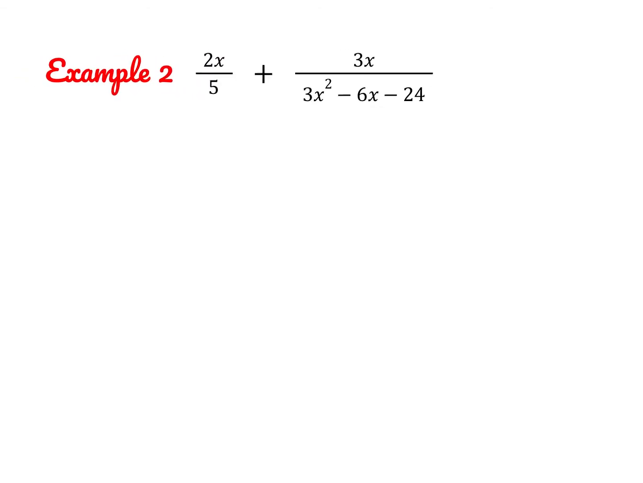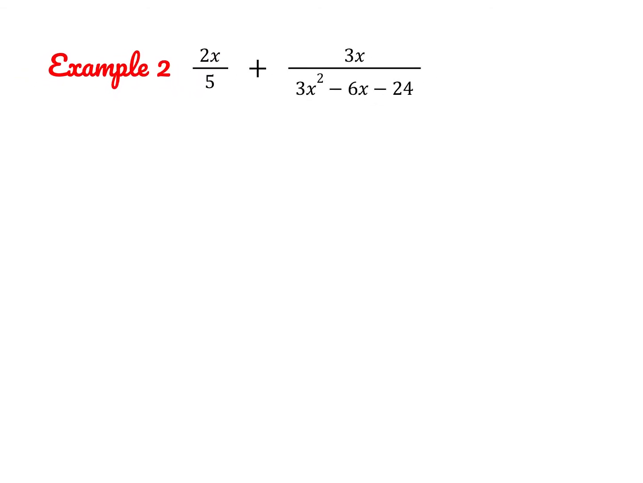Okay, let's have a look at the second example together. So I do need to create that common denominator before we add. So I'm going to factor. First I notice that there is a GCF of 3, so I'm going to factor this out on the side. Then we have x squared minus 2x minus 8, and this we can factor more.